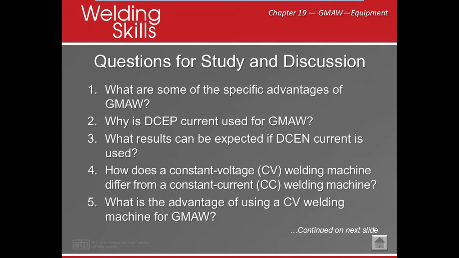So how does CV and CC differ? Well, CC welding machines have a steep volt-amp curve, and CV welding machines have a slight sloping. Remember when we talked about that in the beginning? The slope is really kind of gentle. Okay. So what is the advantage of using a CV machine? Well, it provides the energy necessary to melt the wire.